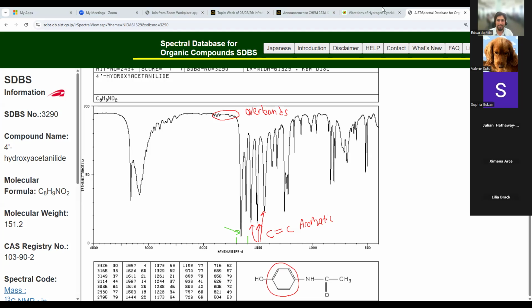All right, we have an answer in the chat. Carbonyl. Excellent. This is your carbonyl peak. Carbon, double bond, oxygen. And where is that? That is right here, you see? It's part of your structure. Acetaminophen contains a carbonyl.